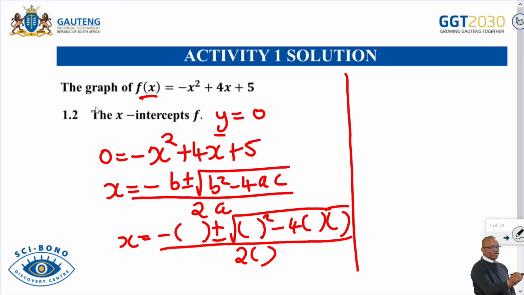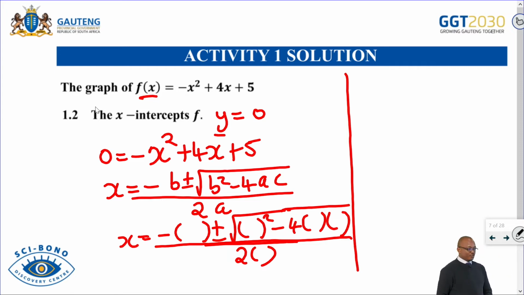Remember, I wrote my square root in full. My square root doesn't have to be written like this. Everything under the square root must be covered. And also your division line, you don't have to cut it short like that. Your division line has to be long enough to cover everything that is in your numerator.